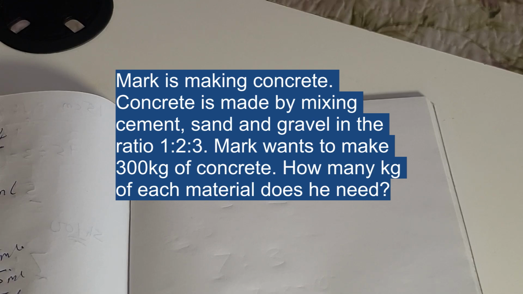Here's one more involving 3 values. Mark is making concrete. Concrete is made by mixing cement, sand, and gravel in the ratio 1 to 2 to 3. Mark wants to make 300 kilograms of concrete.